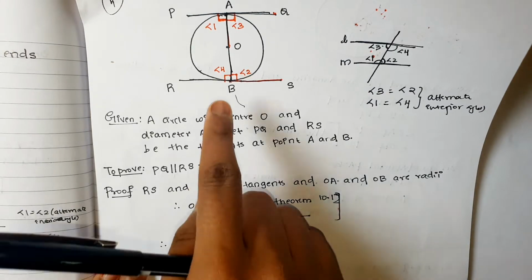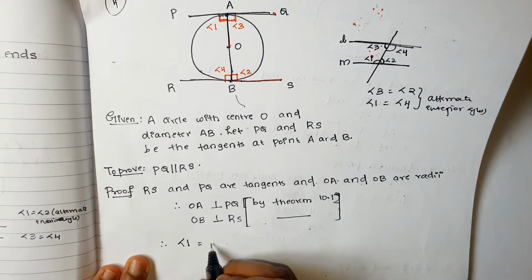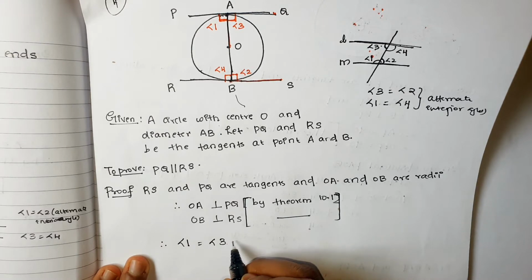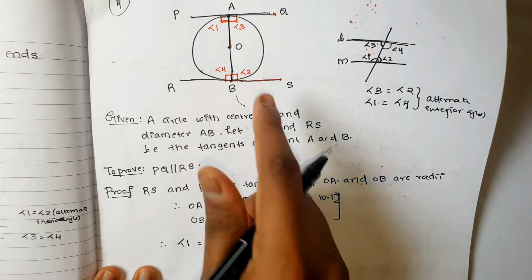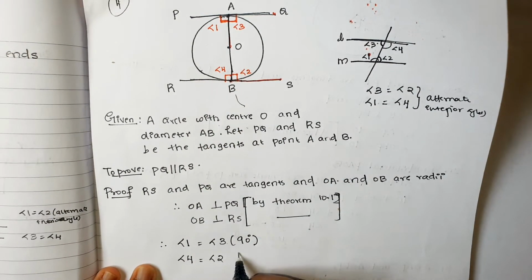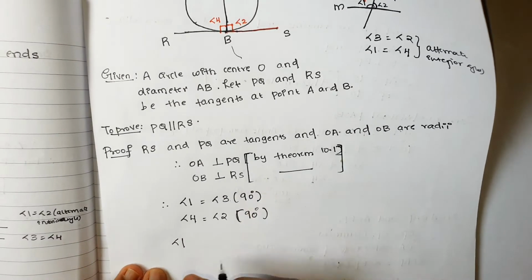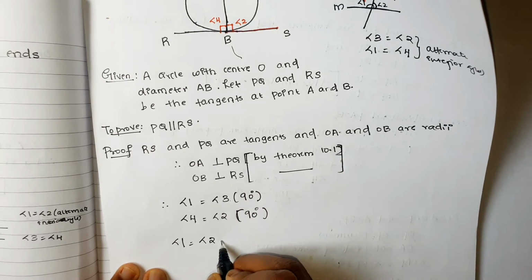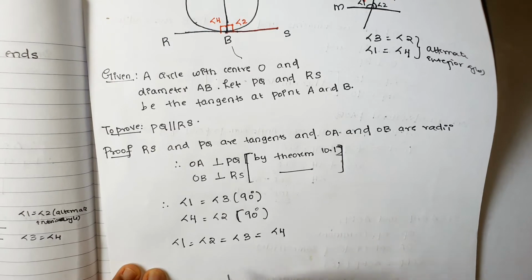So therefore, angle 1 is equal to angle 3. Why? Both are 90 degrees. And angle 4 is equal to angle 2. There also both are 90 degrees. Therefore, angle 1 is equal to angle 2 is equal to angle 3 is equal to angle 4.